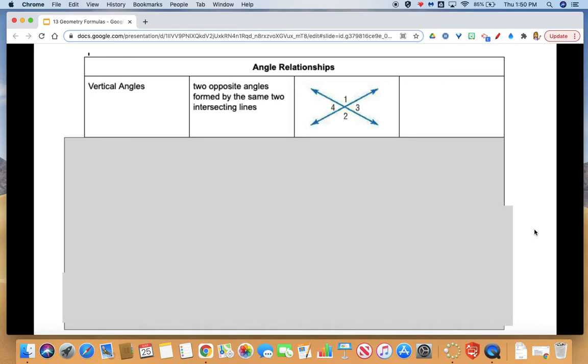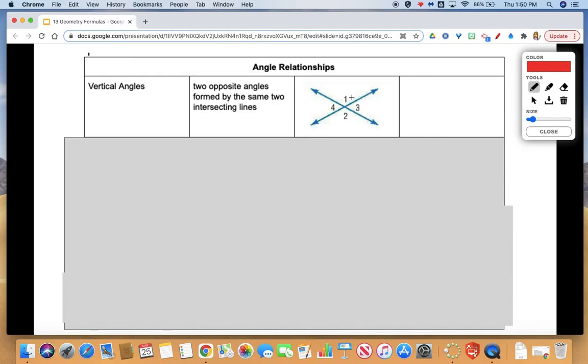Go ahead and write vertical angles down in your notebook. Vertical angles are when two opposite angles formed by the same two intersecting lines occur. If I'm looking at opposite angles, I'm looking for a set of angles that are directly across from one another with these intersected lines.